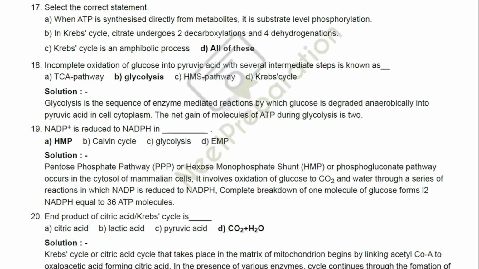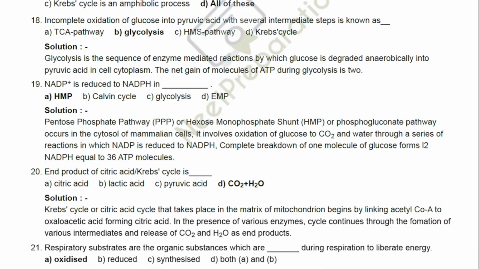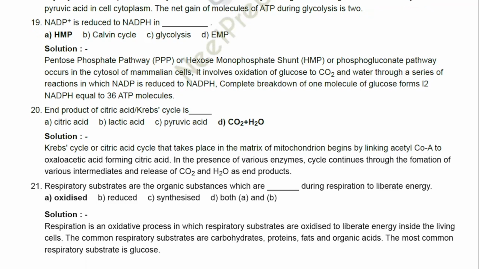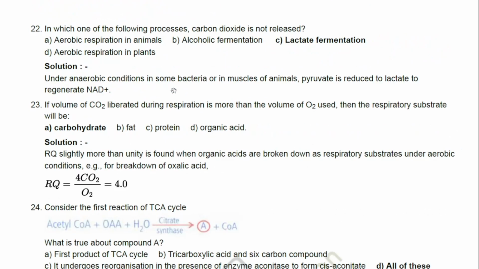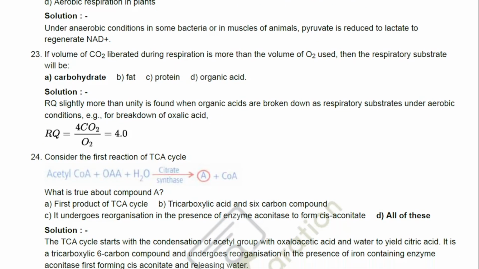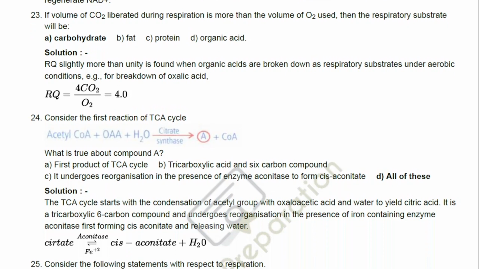For each correct answer, you will get 4 marks. Totally 180 questions, 180 into 4, a 720 marks exam will be conducted. But the important thing is, in NEET you have negative marks also. For each wrong answer, 1 mark will be reduced. But at the same time, if you skip any question, no marks will be reduced for that particular question.